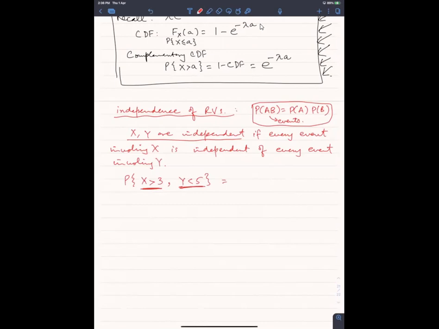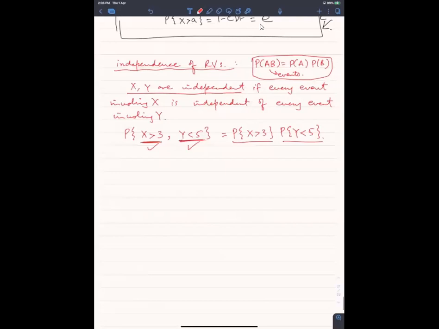If I can write that these two events are independent, x greater than 3 and y less than 5, okay, if I can do that for all possible events, these are just two events, one event involving x, another event involving y. If I can write this for every possible event, then x and y will be independent.